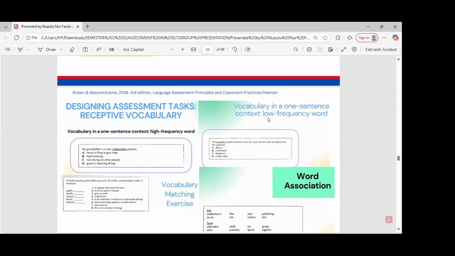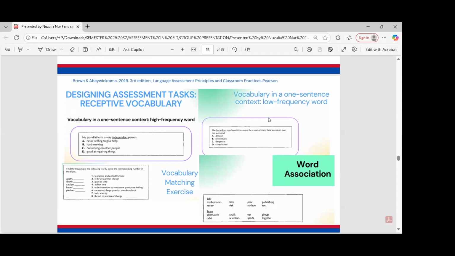So this time we are going to design the assessment task for vocabulary. So the tasks for vocabulary are divided into two forms. The first is receptive.